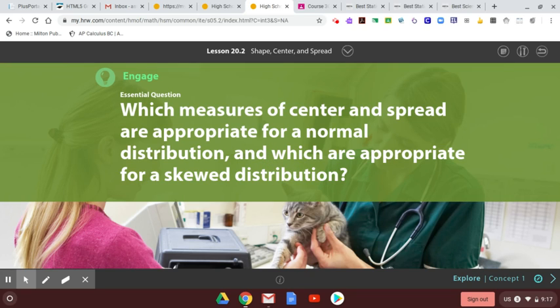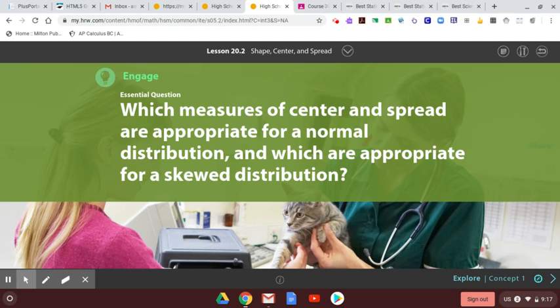Hi guys, welcome back. We're going to start our lesson on 20.2, which is talking about the shape, center, and spread of data. And we're also going to talk about how to do some of these computations using your graphing calculator or using the statistics calculator that I posted on Google Classroom.